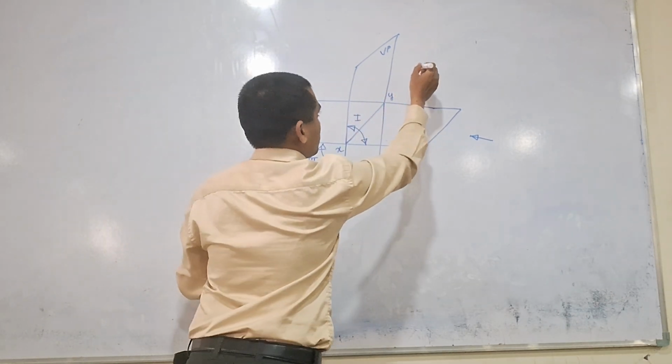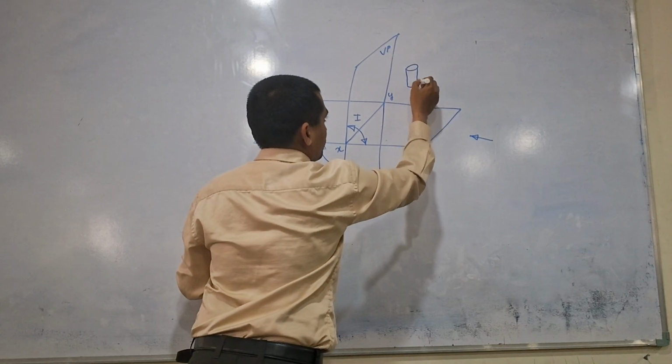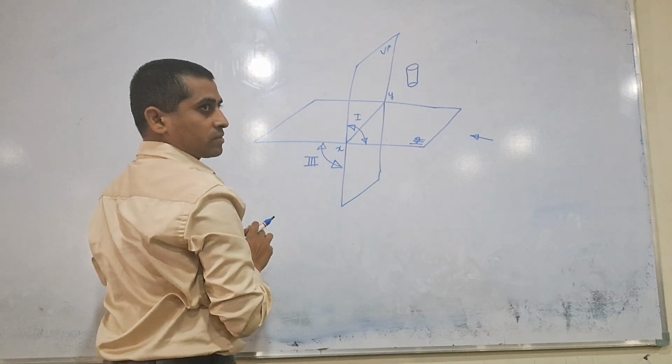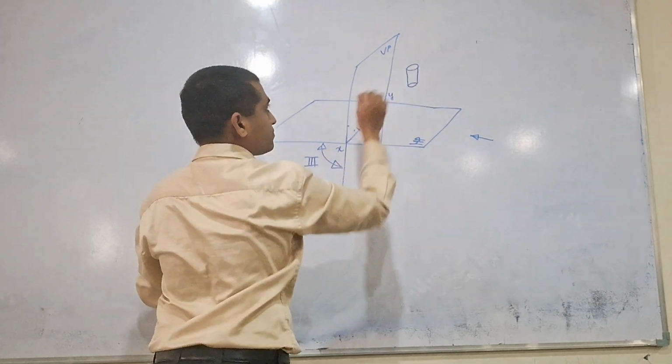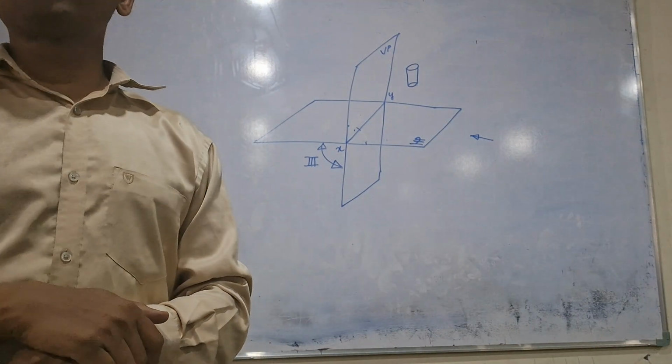Now let us say in the first quadrant we are placing an object. We are placing, let us say, one cylinder like this, here in the first quadrant. Now we have placed a cylinder in this first quadrant. Now try to find out the views of the cylinder.